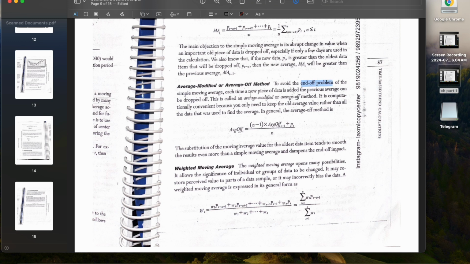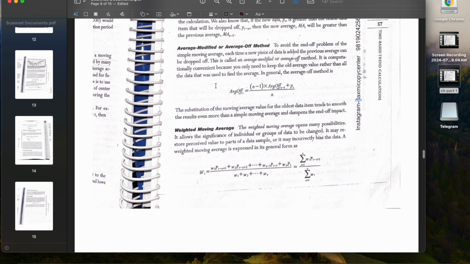The problem which we face when we are using a moving average, like we have discussed, the drop off effect, that is basically sorted when we use the average modified. And again, this is the formula. You don't really need to learn this formula, but if you want to, then you can.